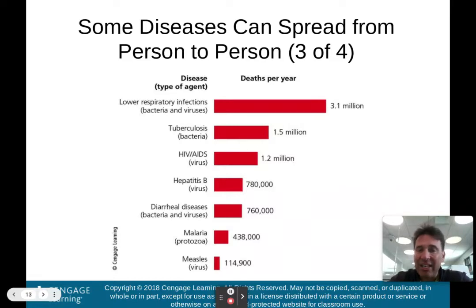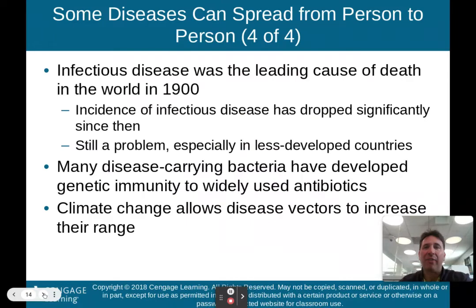There you have HIV and AIDS, which is a virus, at number 3. Hepatitis B, a virus, number 4. Diarrheal diseases like bacteria and viruses that can dehydrate people. They're number 5. Malaria, which is a protozoa, number 6. And measles, which is a virus, number 7 there. So again, these are the 7 deadliest diseases. World Health Organization, about 8.3 million people per year die of this. And again, COVID is not on this list, but these are diseases that have been around. And again, maybe you could throw COVID in that lower respiratory infections category, which is up there on the top.